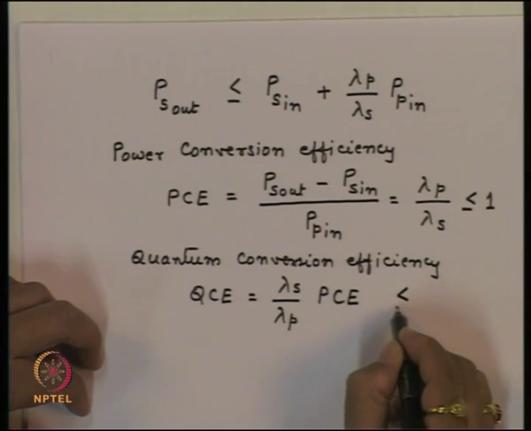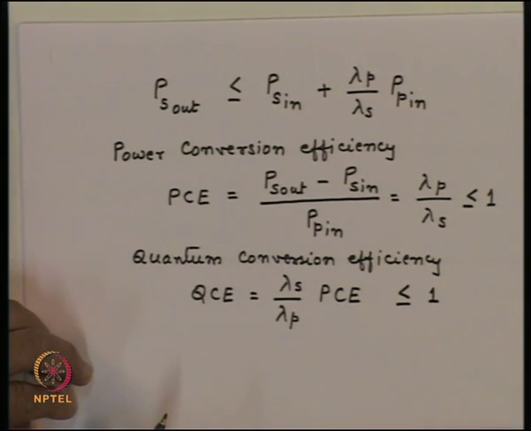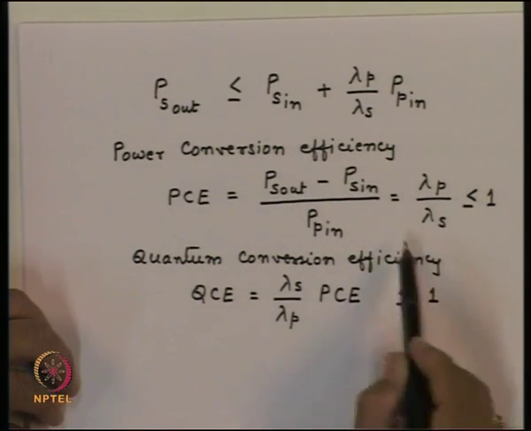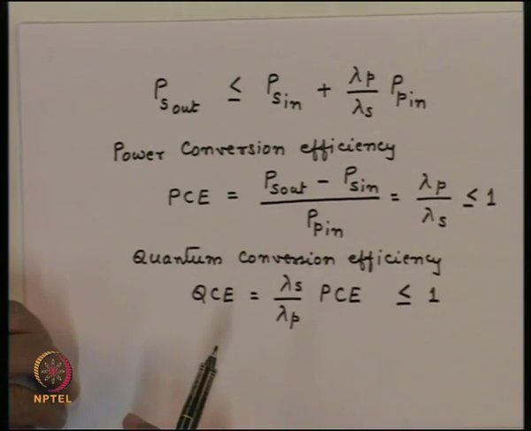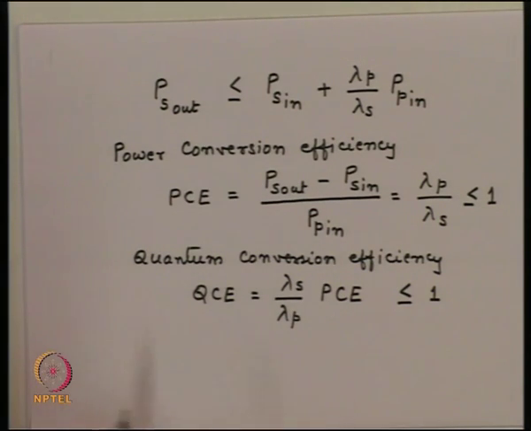Since we have taken this factor out essentially from here, we have multiplied this quantity by lambda S upon lambda P. This quantity essentially is telling you the photon conversion efficiency, same as what we have seen earlier for the photodetector or in terms of the LEDs and so on.